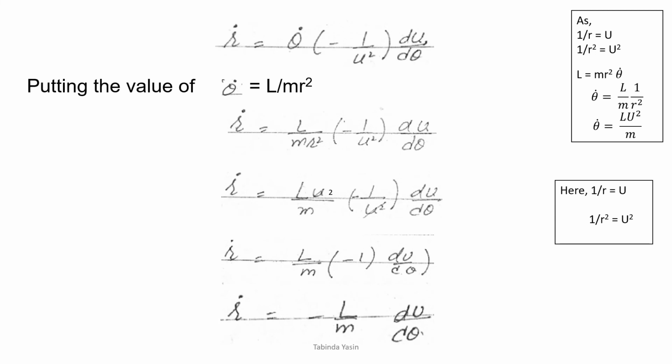Now we again have to find the value of r dot squared. So I give you a few seconds to note these steps and understand this. If there is any question, you can ask me. Now moving on to the next step after a few seconds.